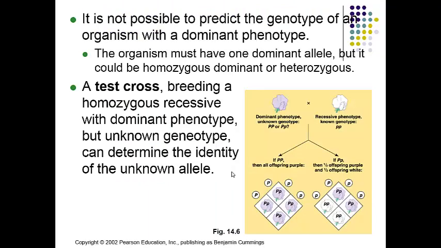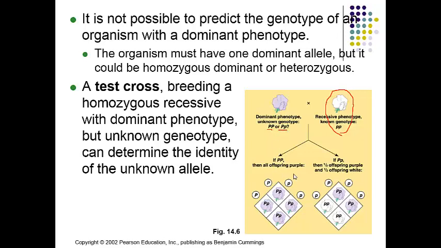Now, if an individual is homozygous recessive, we know that they're going to express the recessive phenotype. So anybody that has a recessive phenotype, we automatically know that they're homozygous recessive. But somebody who looks dominant, we don't know if they are homozygous dominant or heterozygous. In order to figure this out, we would perform a test cross. In a test cross, you take the unknown individual and you cross them with an individual who is homozygous recessive, who has the recessive phenotype. By looking at the ratio of offspring, you can figure out if that individual was homozygous dominant or was heterozygous.